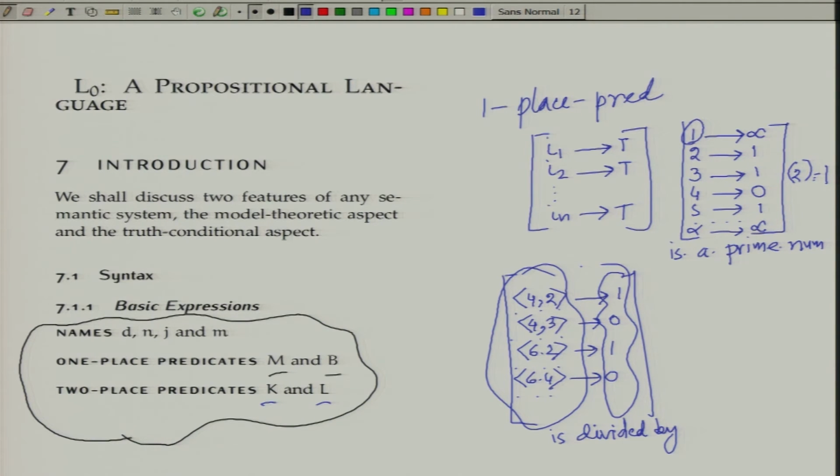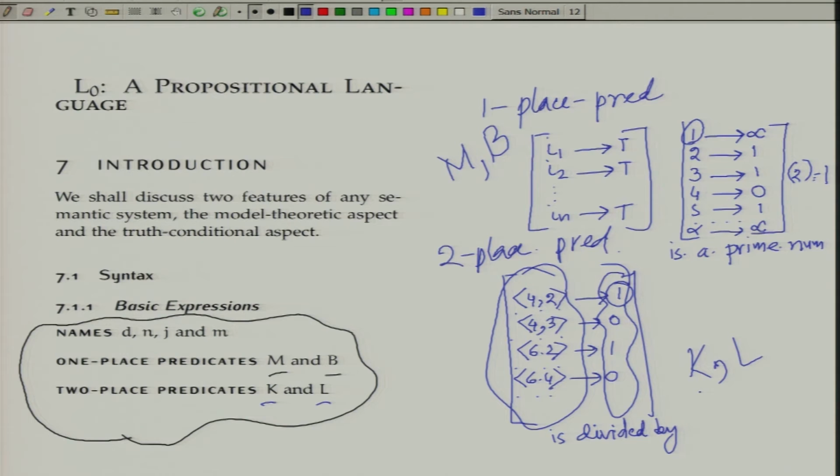So, this is the two place predicates, because it will not give you a truth value unless you give it 2 arguments in a specific order. So, this is the difference between a one place predicate and a two place predicate. I hope we understand what is now going on. So, M and B will be here and K and L will be here.